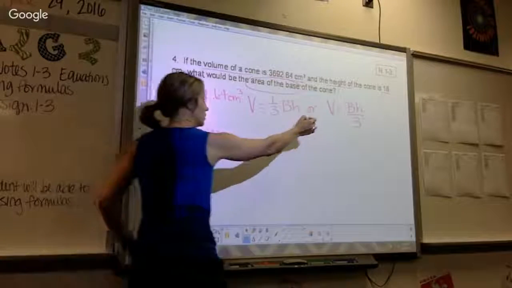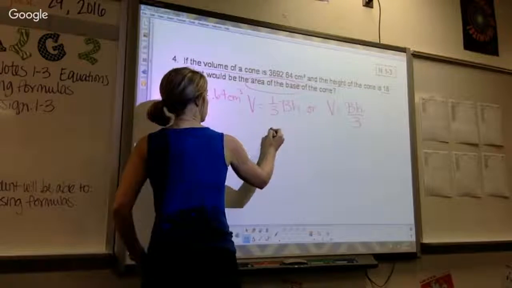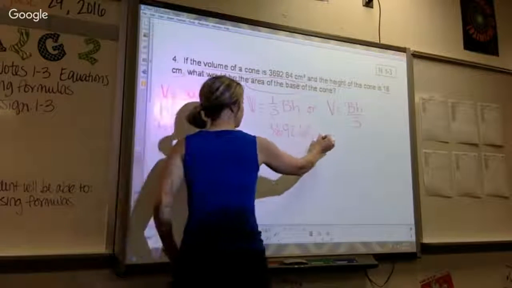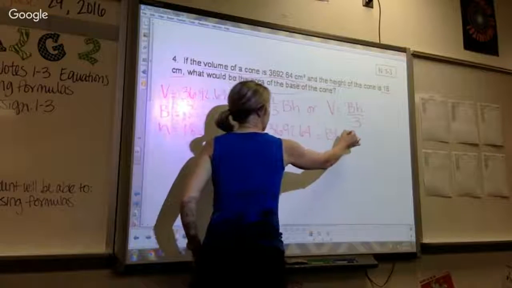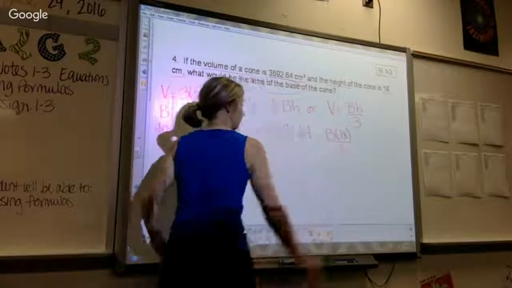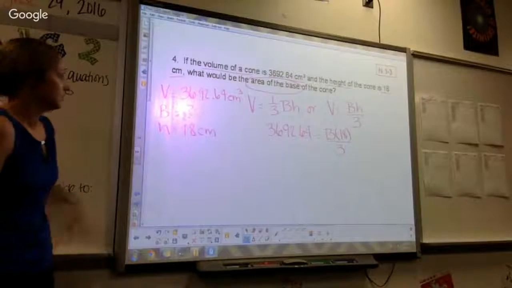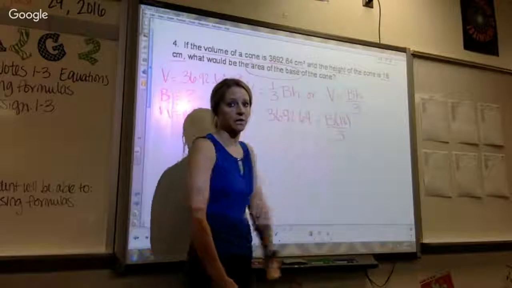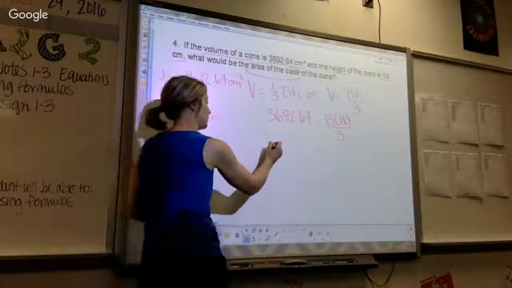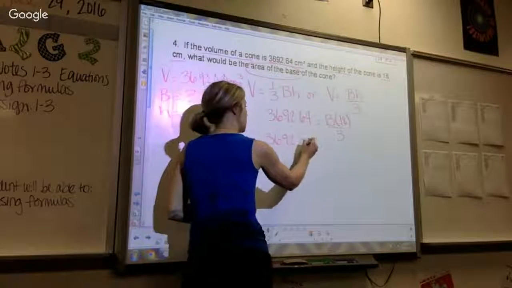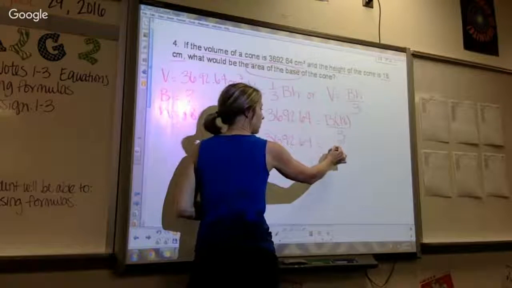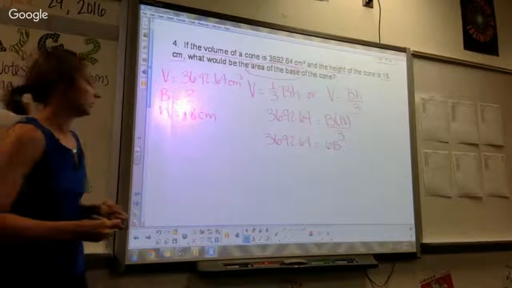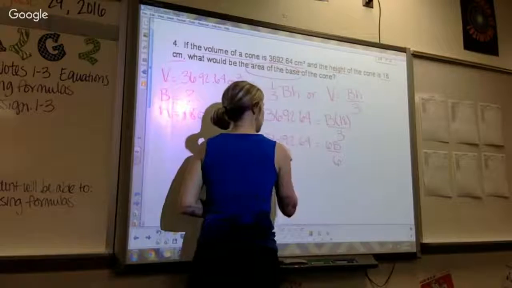So I'm going to use this formula here. So volume is 3,692.64 equals the area of the base. The height is 18 divided by 3. Two different ways here. You could go ahead and divide that 18 by 3 there and reduce it, or you could multiply both sides by 3. So if I divided that, that would give me a 6 big B. So then to get big B by itself, divide by 6.